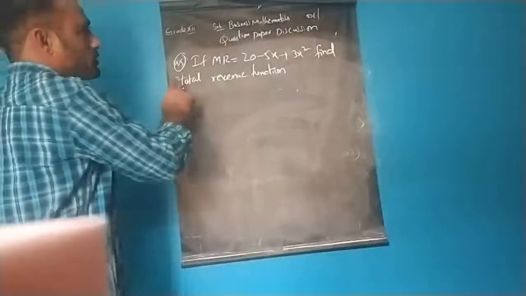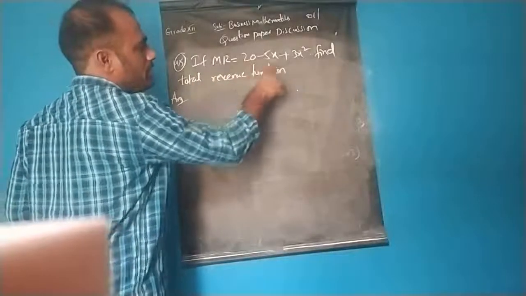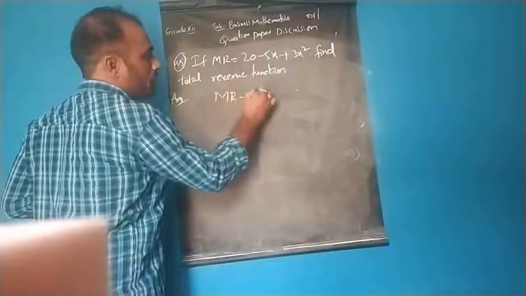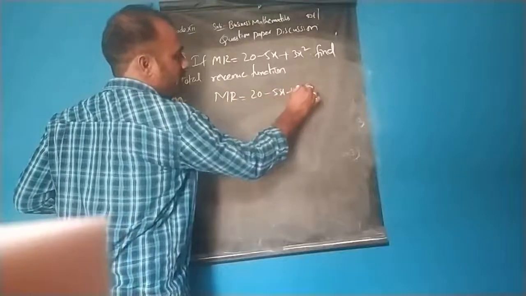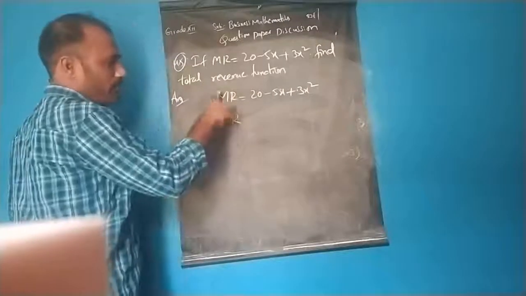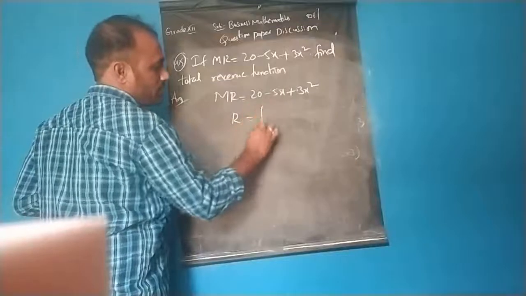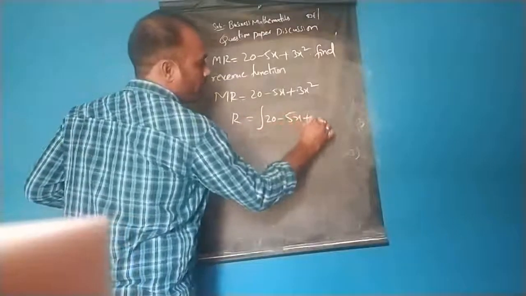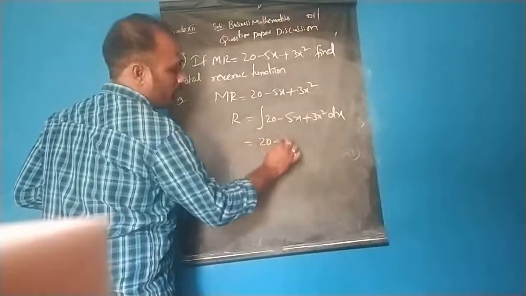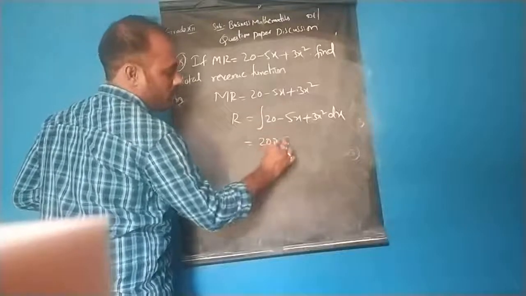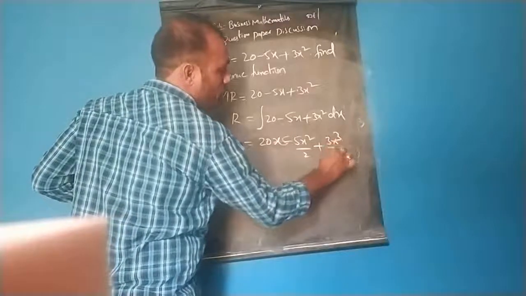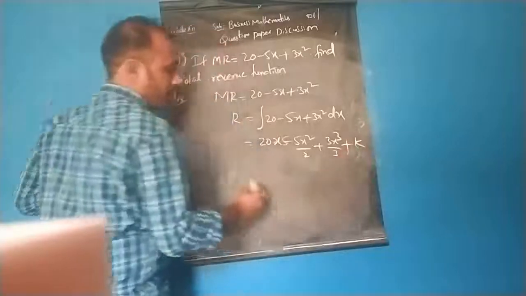Next, let us see the 45th question. If marginal revenue is given, we need to find out the total revenue function. So if marginal revenue is given, MR is equal to 20 minus 5x plus 3x square. So in this marginal revenue, if you want the revenue function, if I transpose it to that side, it will become integration. So integration of 20 minus 5x plus 3x square dx. So after performing the integration here, for 20, a number, the integration will be 20x minus 5x square by 2 plus 3x cube by 3 plus a constant, we can assume it as k.